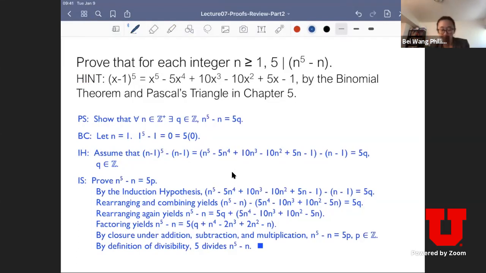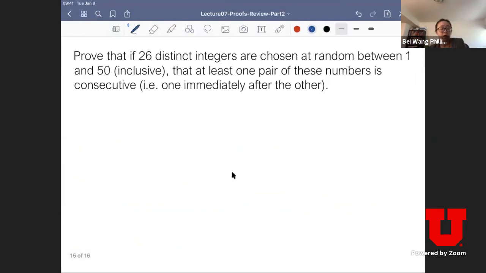All right, we're moving on to the last problem. Again, I'm going to talk about the sketch of this proof. Okay, this is a slightly tricky problem because, again, we want to use the pigeonhole principle, but the design of the containers is a little bit tricky, okay? So it says if there are 26 distinct integers sampled randomly from 1 to 50, then you want to say at least one pair of those numbers is consecutive.